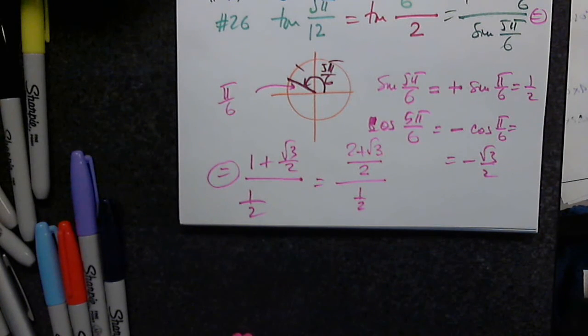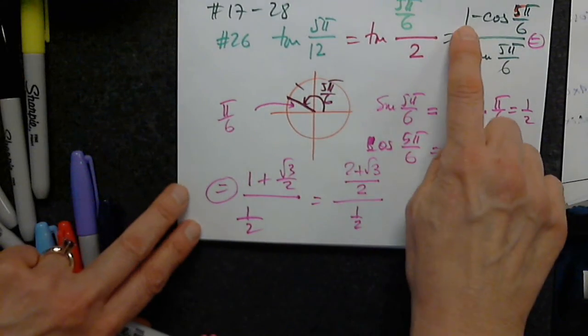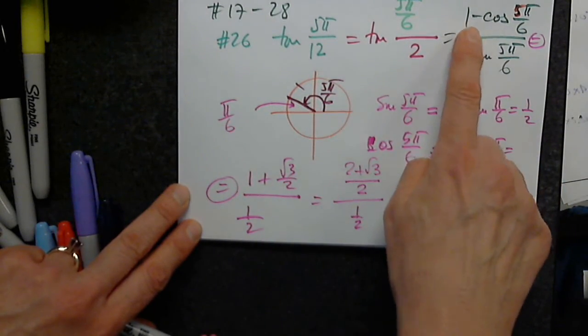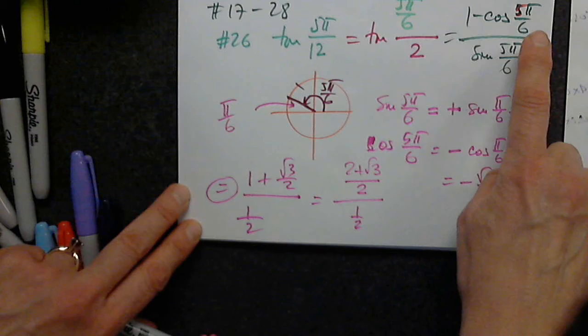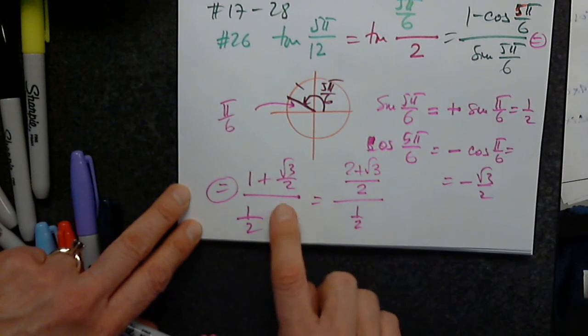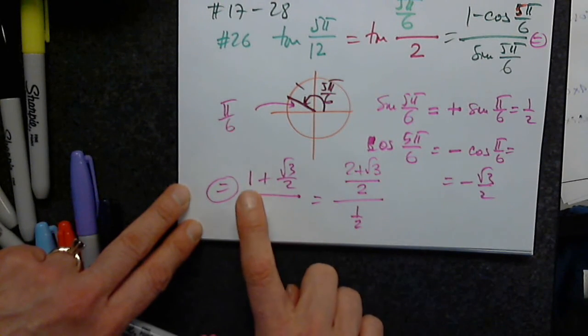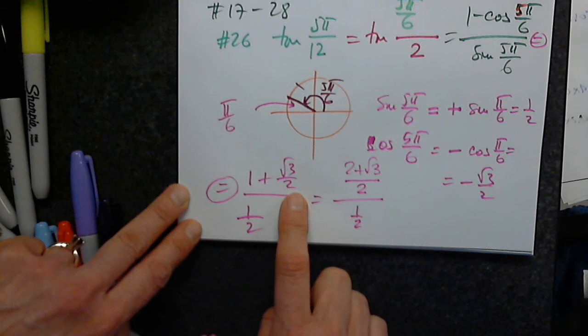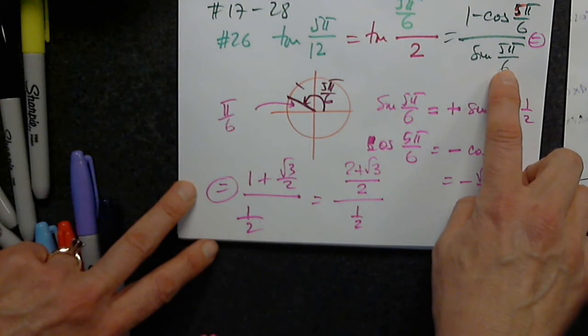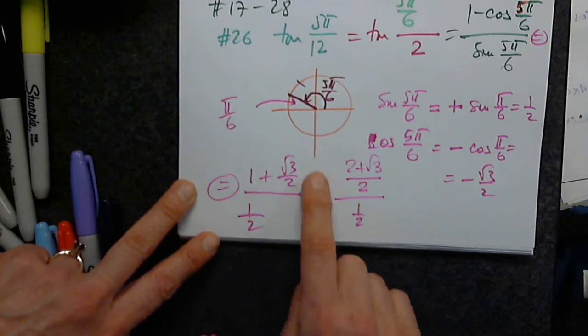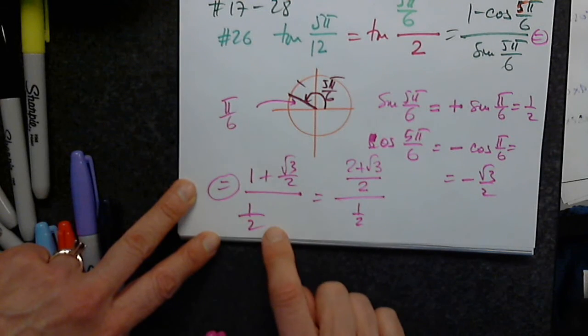I thought we were substituting. So I have 1, and I have minus, and cosine 5 pi over 6 is negative the square root of 3 over 2, so it's plus. Yep. So 1 plus the square root of 3 over 2. And then I replace sine 5 pi over 6 by 1/2. Are we okay at this stage?